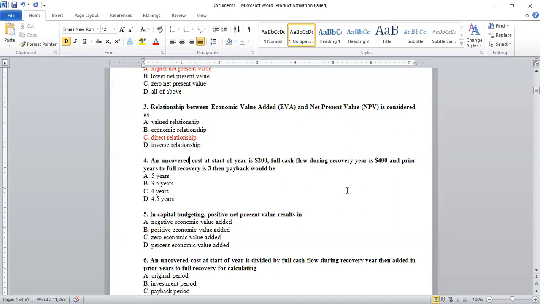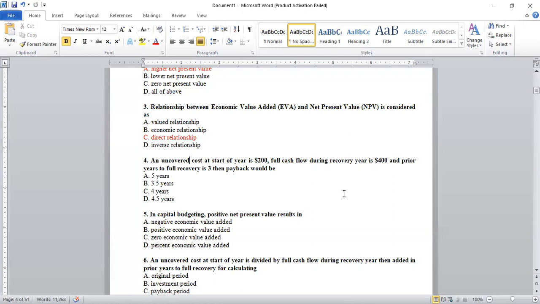In this method of calculating payback, we take the full cash flow during the recovery year, which is 400, divided by the uncovered cost at the start of the year, which is 200, and add the years to full recovery, and then we get the payback period. Let's do it. 400 divided by 200, we get 2. No, sorry.